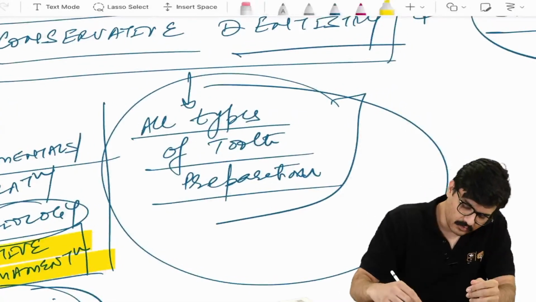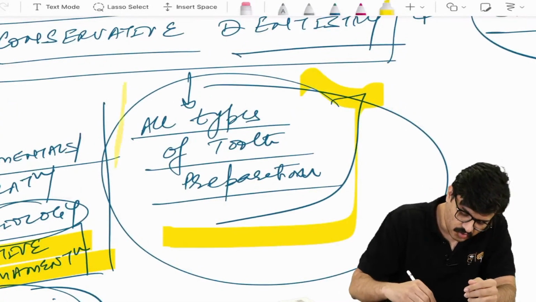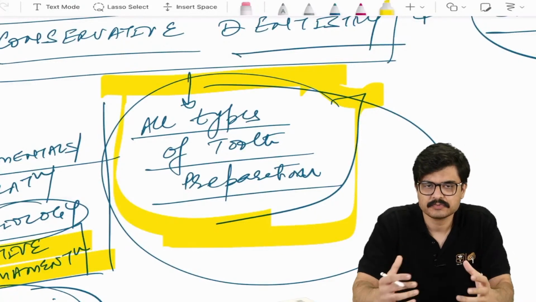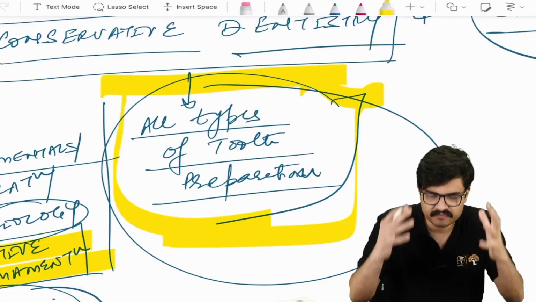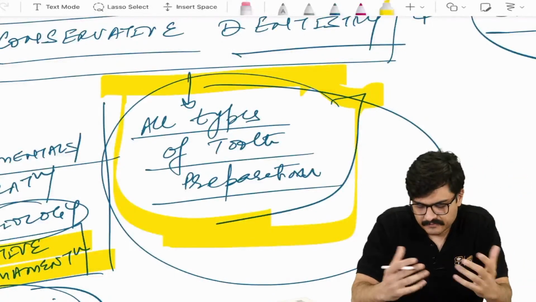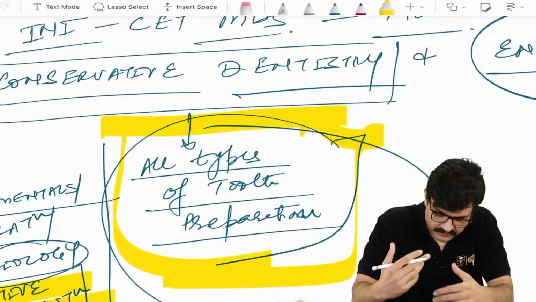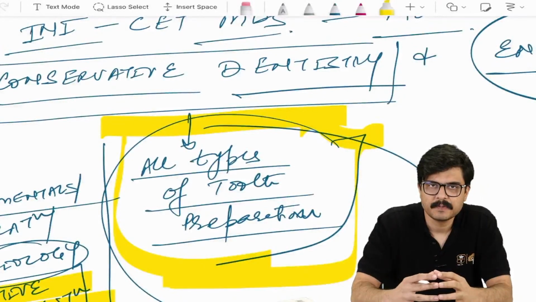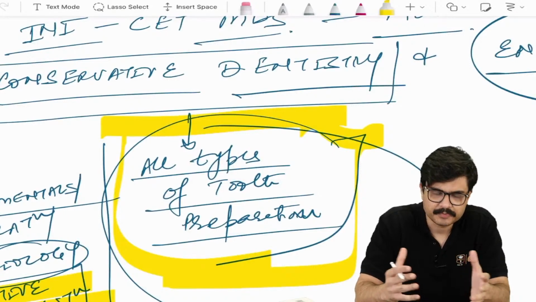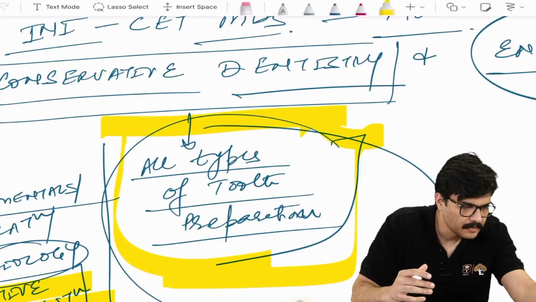And then, as I said, all types of tooth preparation, that's a huge chunk of syllabus. You need to revise it again and again and just summarize it and keep it in your head, right? As you know, in all my videos, I try to generalize things so that it becomes relatively easy for you to memorize and put them together in a compartment, right?